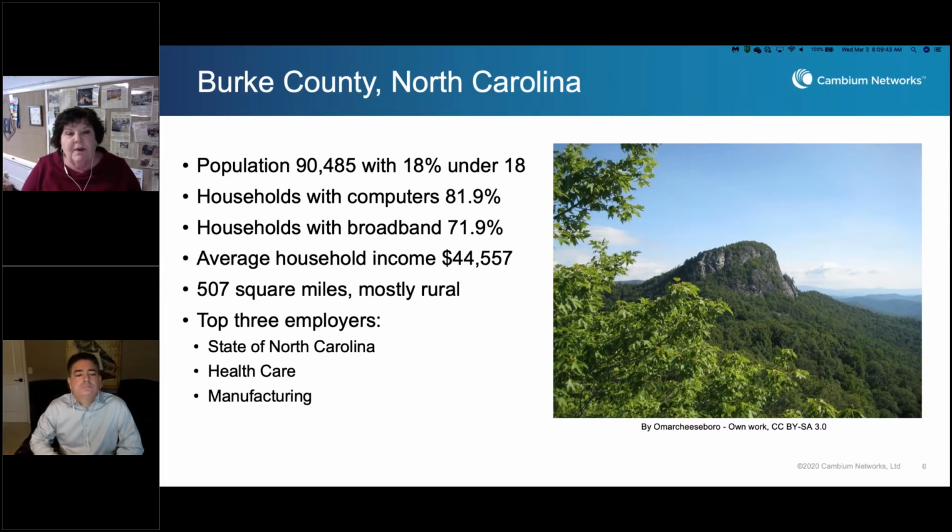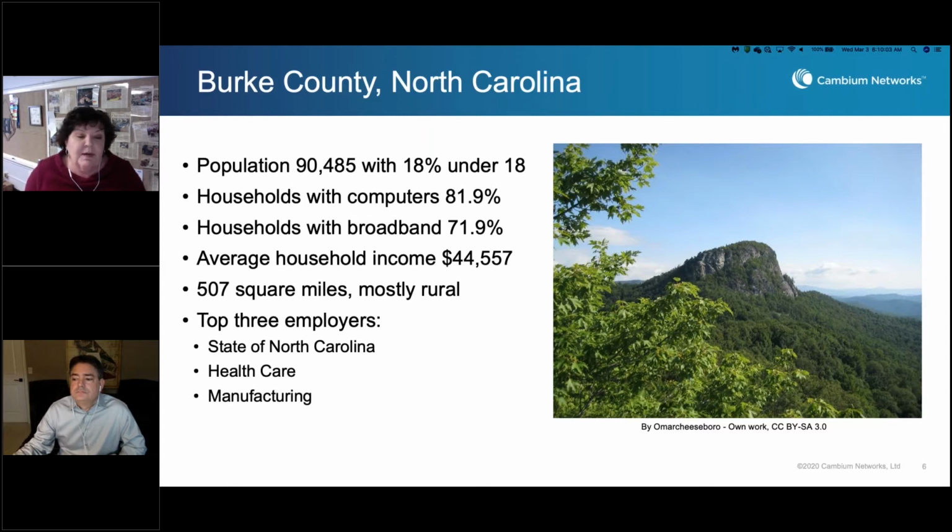We're listed as part of the Hickory metro area in North Carolina, but we're mostly rural in our area. We are in the foothills of the North Carolina mountains of the Blue Ridge. So we have a lot of areas that are very sparsely populated with large farms, and we have a lot of breweries here as well that have large areas of land.